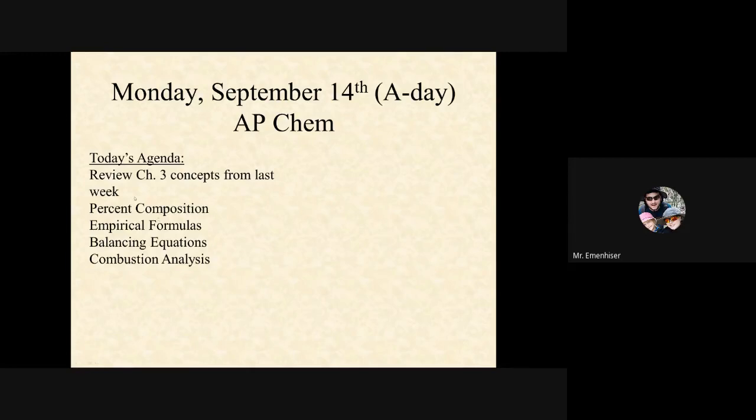So today we're going to review Chapter 3 concepts that we did last week. We're going to kind of touch on them, and I want to reinforce the steps and the problems. Okay, and then we're going to look at some new stuff. So we'll do percent composition, empirical formulas, balancing equations, combustion analysis. We might even get into some stoichiometry. So I need students to watch this video during class today.